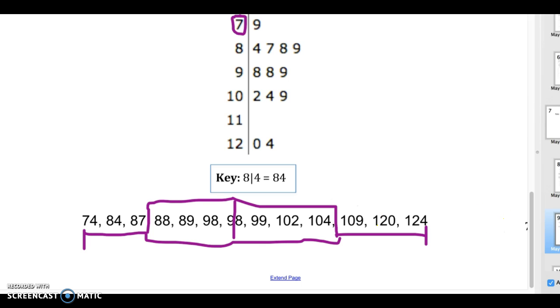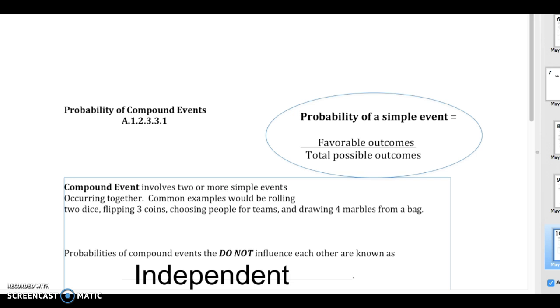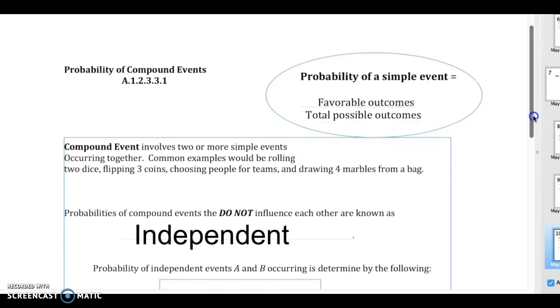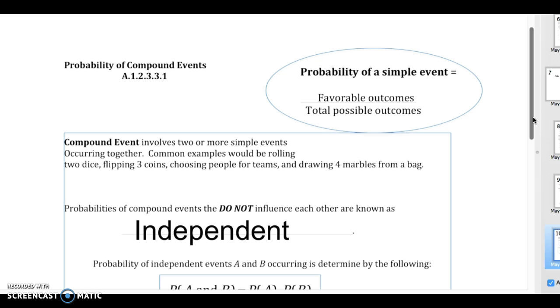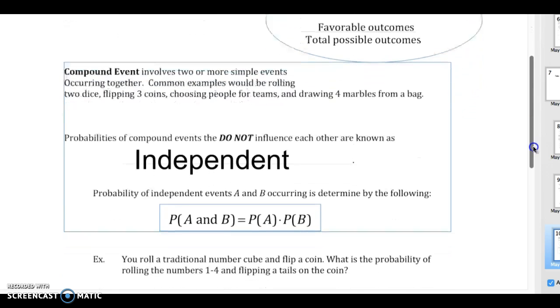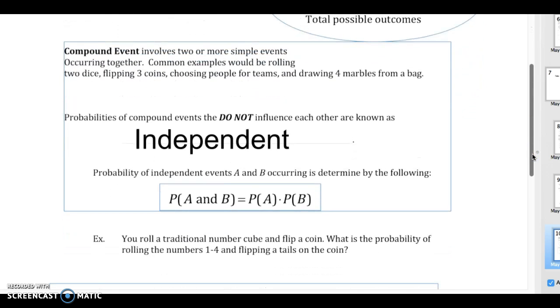All right, moving on to probability. So we've got probability of events, and simple probability is you take the number of favorable outcomes and you divide it by the total number of possible outcomes. Now with compound events, it gets a little bit more difficult because we've got independent and dependent. So independent is things like if you flip a coin and roll a number cube. Whatever you get on that coin doesn't necessarily have any effect on that number cube.